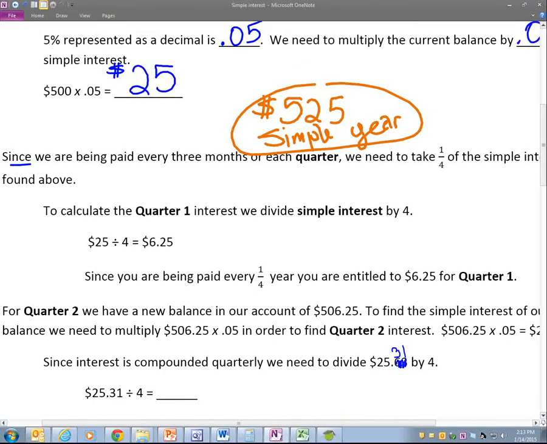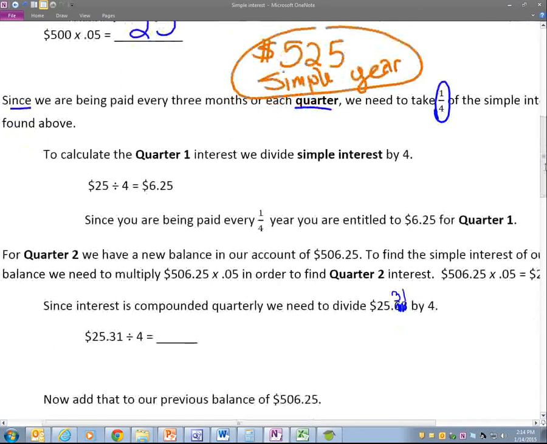Now, since we are being paid every 3 months, or each quarter, so 3 months is a quarter of a year, we need to take a quarter of the simple interest found above. Okay? Because it's not the whole year we're talking about here. We're just trying to figure out how much interest we are going to be paid for that first quarter of the year that you've had that savings account.